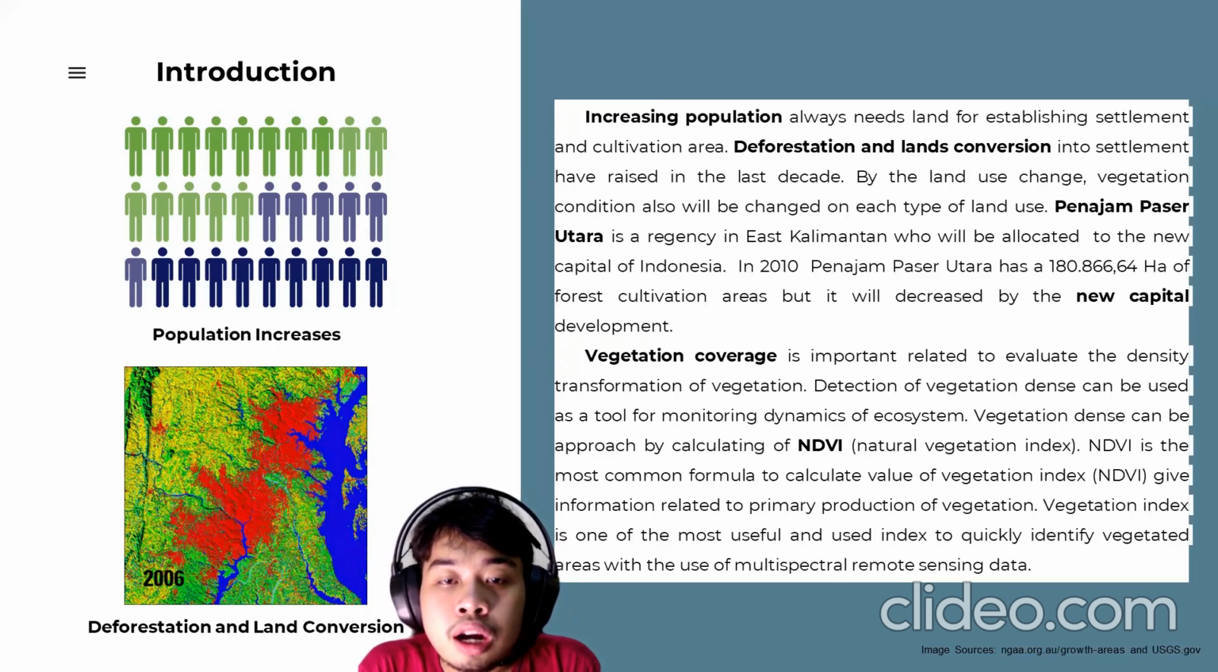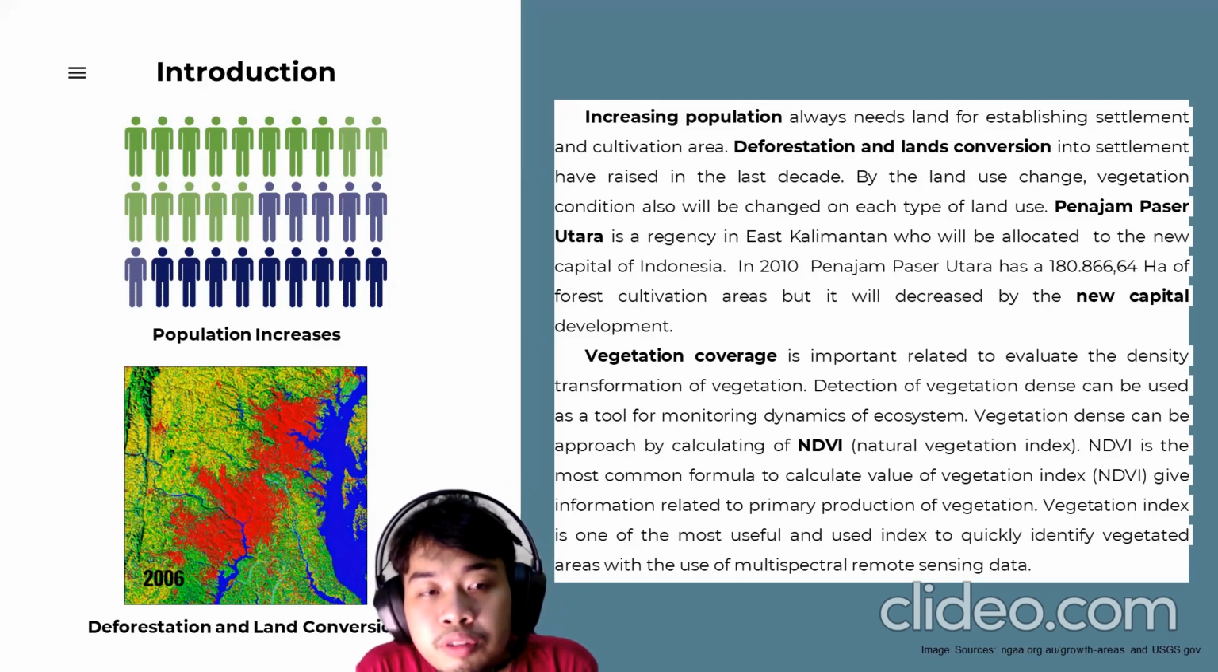Penajam Pasir Utara is a regency in East Kalimantan which will be the location of the new capital of Indonesia. In 2010, Penajam Pasir Utara had around 180,000 hectares of forest cultivation areas, but it will be decreased by the new capital development.